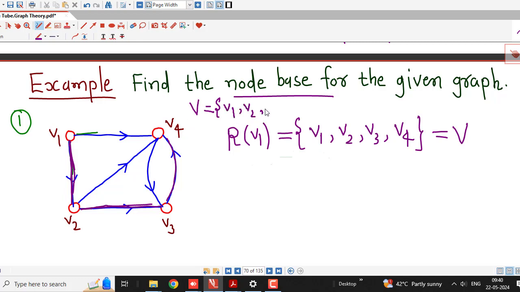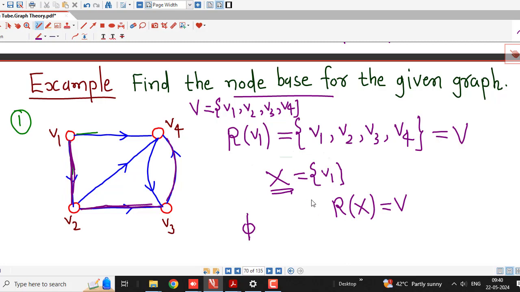We have V1, V2, V3 and V4 equal to V, and we find that the reachable set of V1 is V. So this will work if we consider X equal to the set containing only V1, then the reachable set of X is V, and there is no proper subset of X that works. Here the proper subset of X is only the empty set, and the reachable set of the empty set is never equal to V. So here we obtain that the reachable set of X is V. Therefore X is a node base.